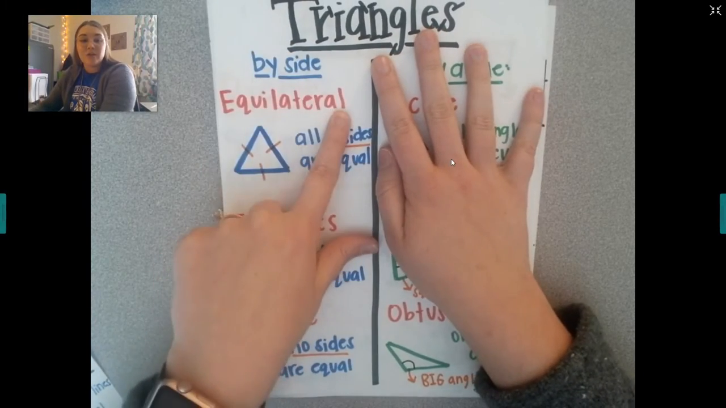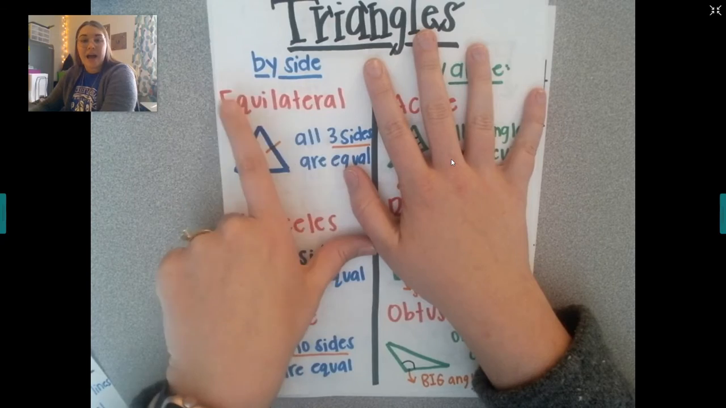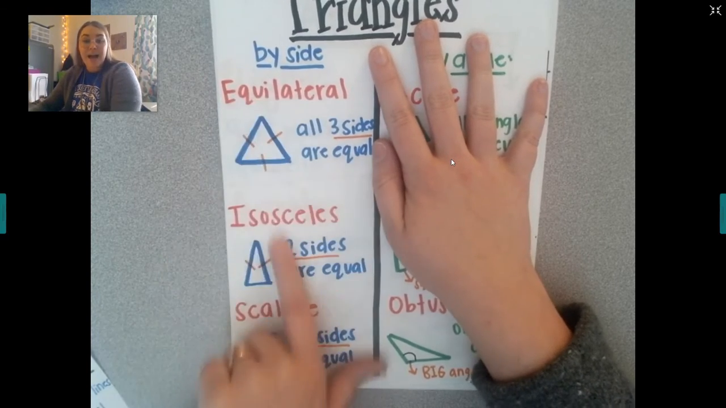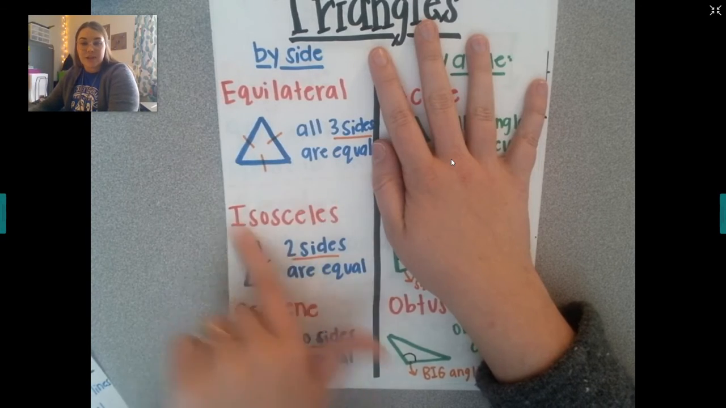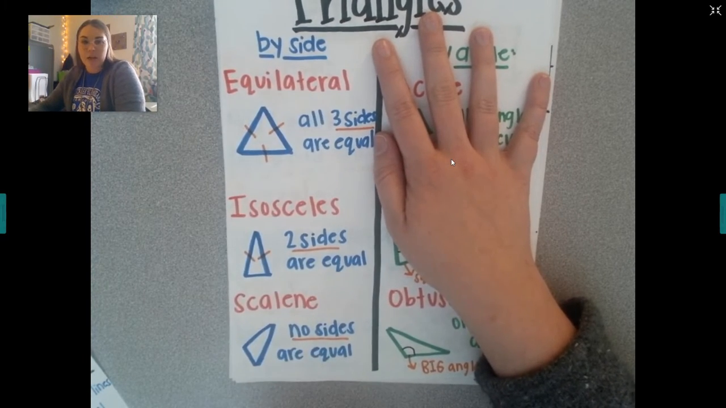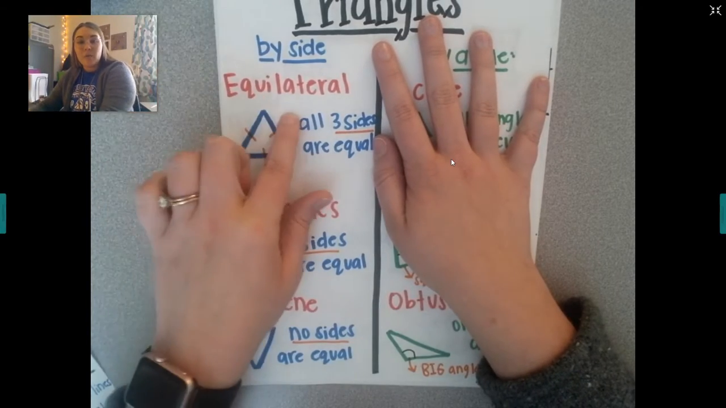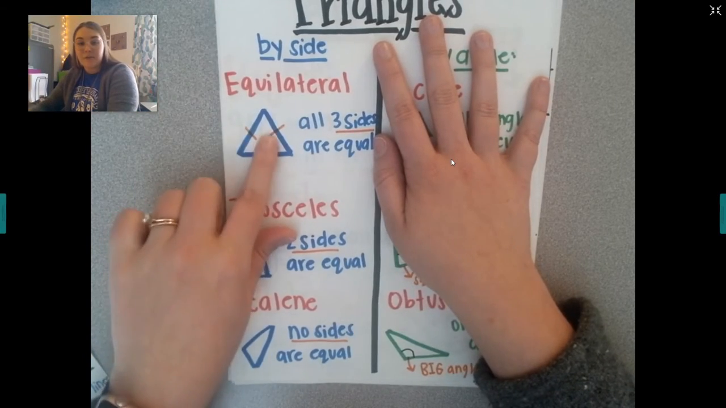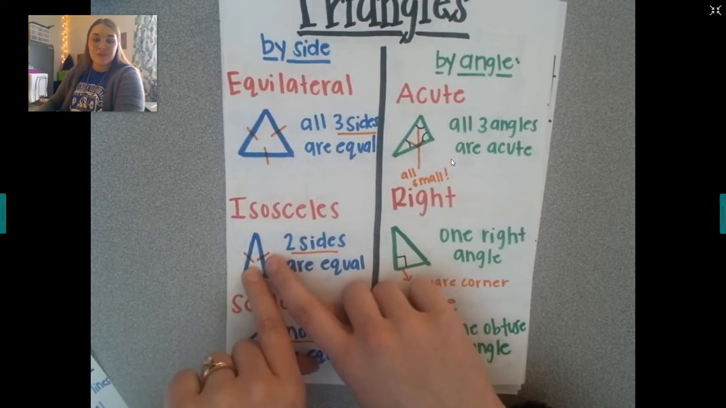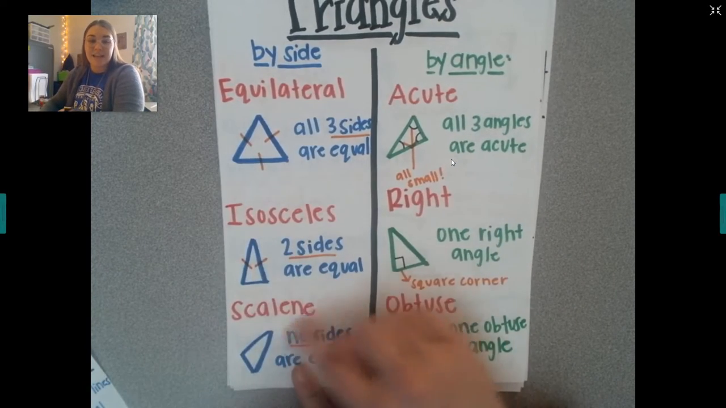An equilateral triangle. When I see equilateral, I think equal. That means all of the sides are equal. Isosceles is when 2 of the sides are equal. And scalene is when no sides are equal. Equilateral, I think equal. All sides are equal, and that's why they have those little dashes. That means the sides are equal. Isosceles has 2 sides with dashes, and scalene has none.